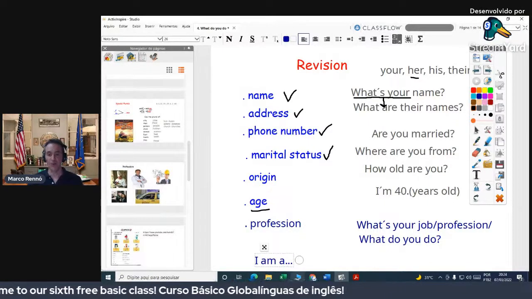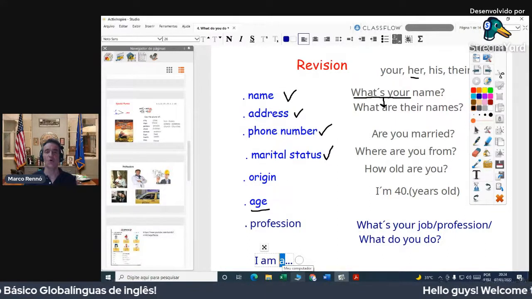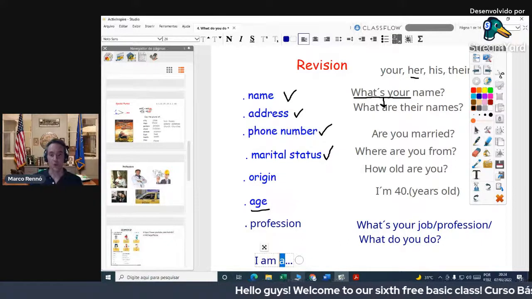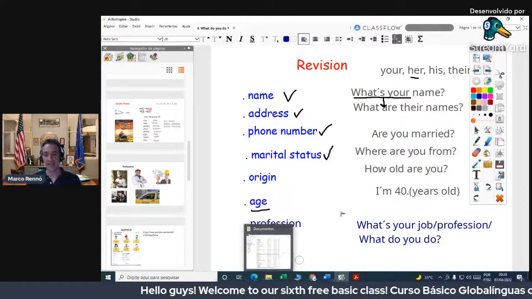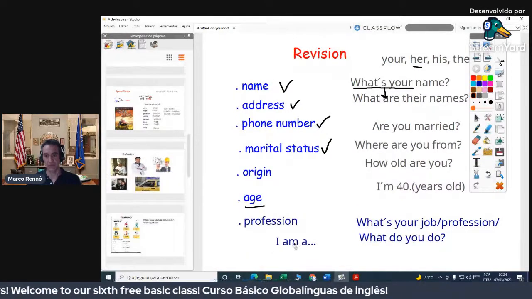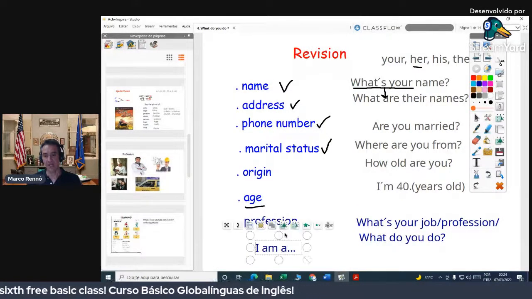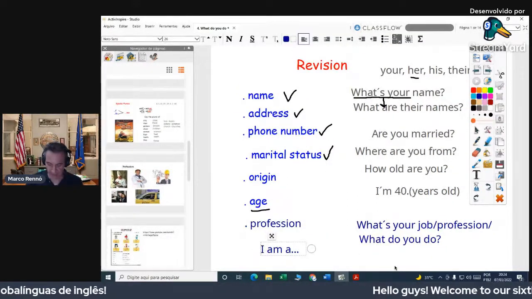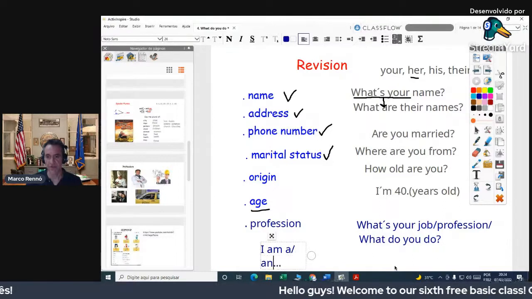Before professions, always the article. We studied, I think we studied this article in the first lesson. Remember, a and an. So, we use a and an before professions, always. I am a or I am an, if the next word starts with a vowel. Remember, we studied this?